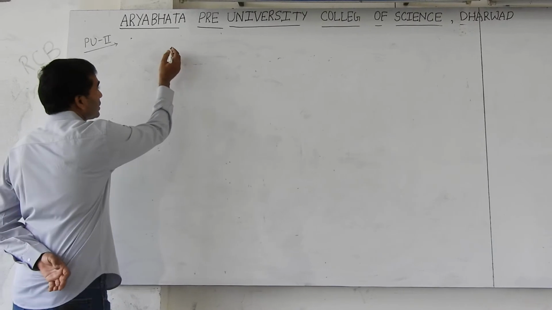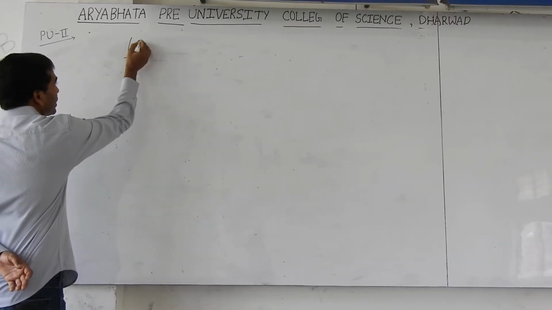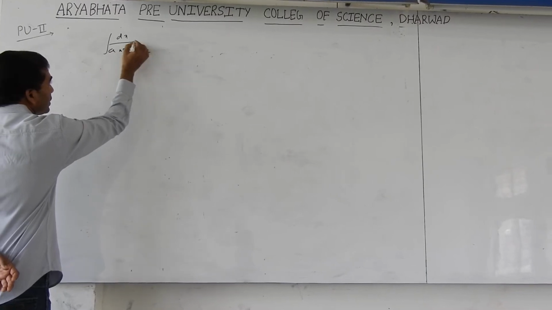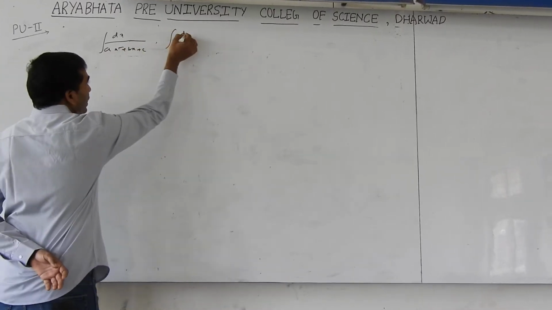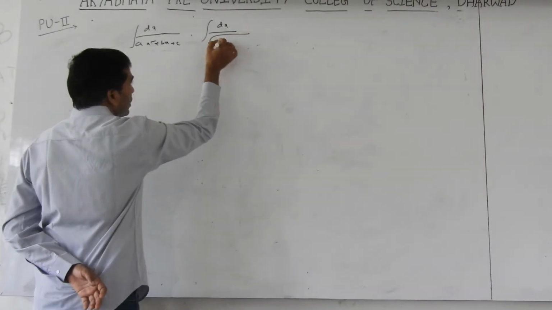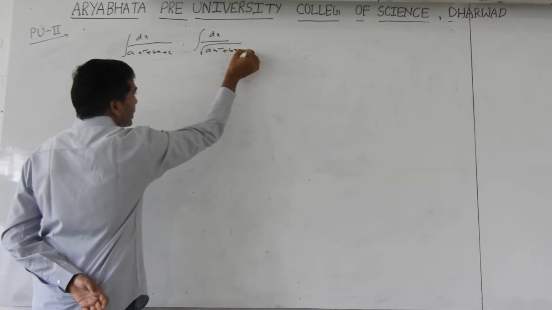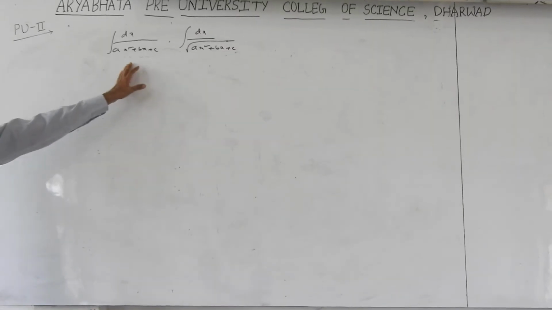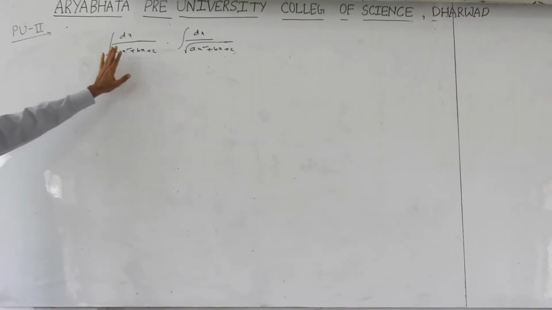In the previous class we discussed two methods: integration of dx by ax square plus bx plus c, and integration of dx by square root of ax square plus bx plus c. These two types we discussed in the previous class. Once again I am explaining.